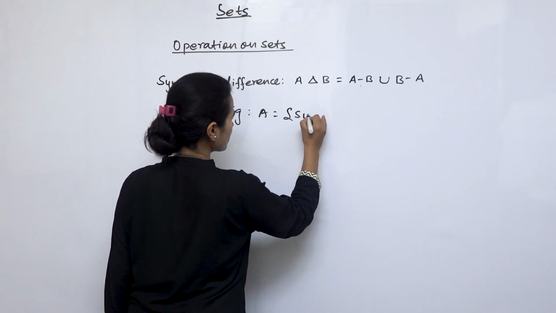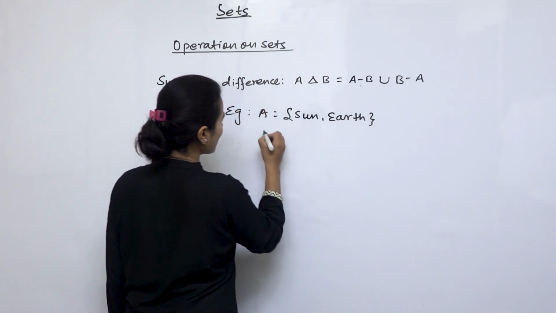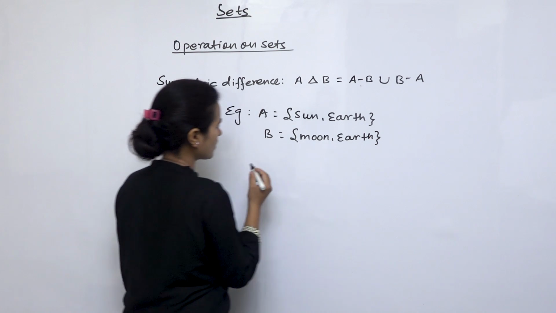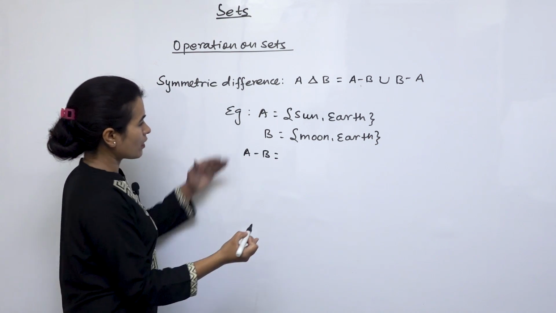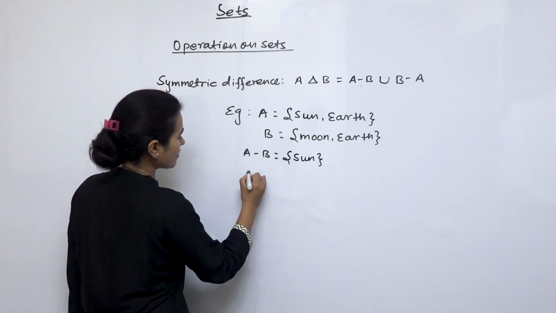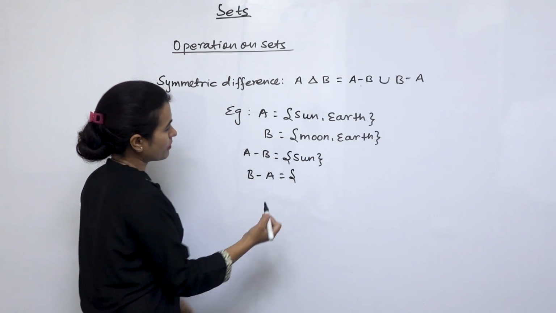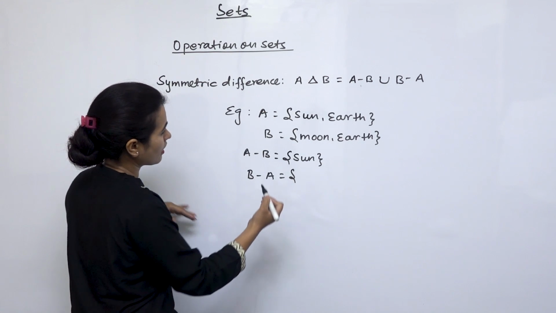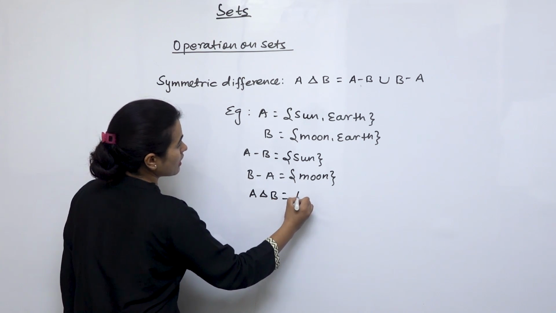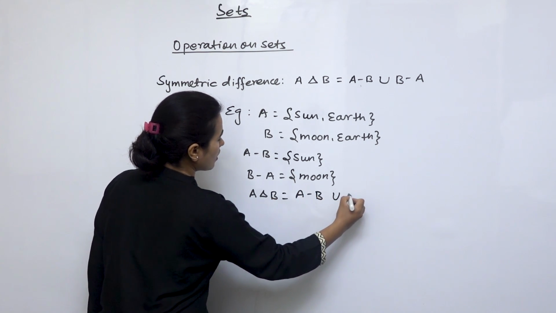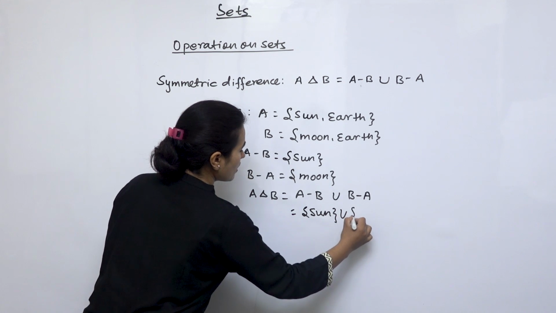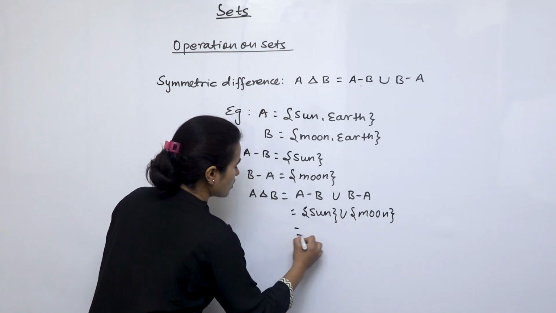For example, set A equals sun and earth, and set B equals moon and earth. So A difference B: from A we need to remove the part of B. That means A difference B is sun, and B difference A is members which are in B but not in A. That means moon. So A delta B equals A minus B union B minus A, A difference B union B difference A. That means sun union moon. So sun and moon.